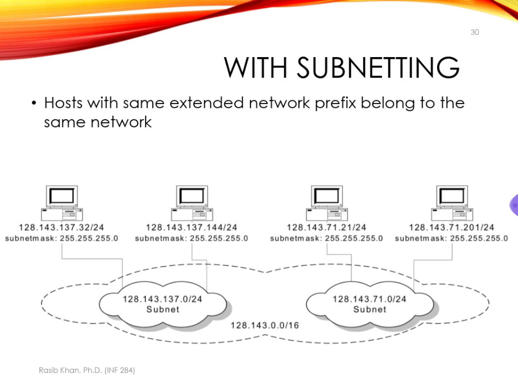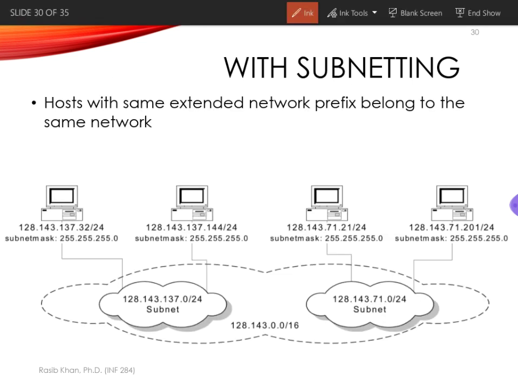we can create 2 subnets for the same IP address for the network. So for example, here we have 128.143.0.0/16, and we can create two subnets where one subnet is 128.143.137.0 and the other is 128.143.71.0, and we are borrowing 8 bits to create these two subnets.